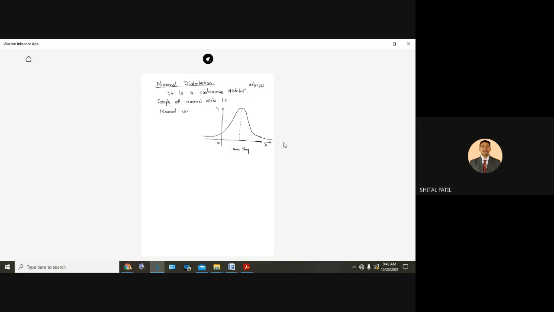The normal curve algebraic equation is given by y equal to 1 upon sigma into root of 2 pi, e raised to minus half, x minus mu divided by sigma, whole square, where mu is the arithmetic mean and sigma is the standard deviation.